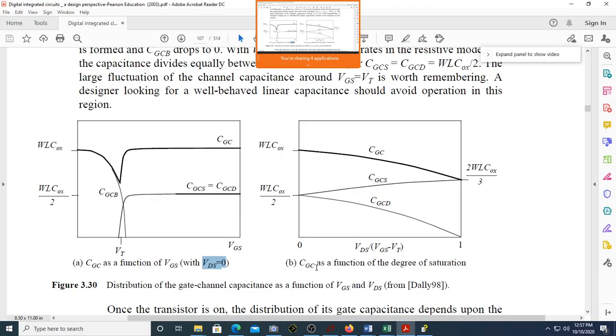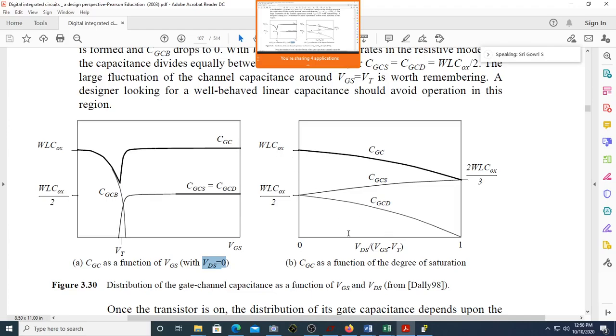See this now, CGS as a function of degree of saturation. It is VDS divided by VGS minus VTH. Suppose the ratio is equal to 1, what does this mean? VDS by VGS minus VT equal to 1 means the MOSFET is in saturation. Anything lesser than that, what does it mean? Suppose the ratio is 0.75, what does it mean? Linear region. The MOSFET is still in linear region.